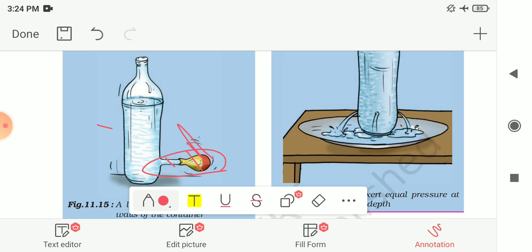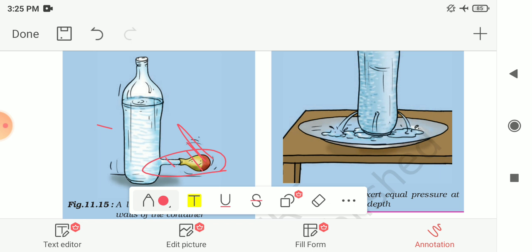So we can say that the liquid in the container exerts pressure on the walls of the container, and the pressure exerted by liquid on the walls of its container increases proportionally as the height of the liquid column from the bottom increases. If we add more water, then the bulging will increase, and if we reduce the amount of water, then again the bulging will decrease.